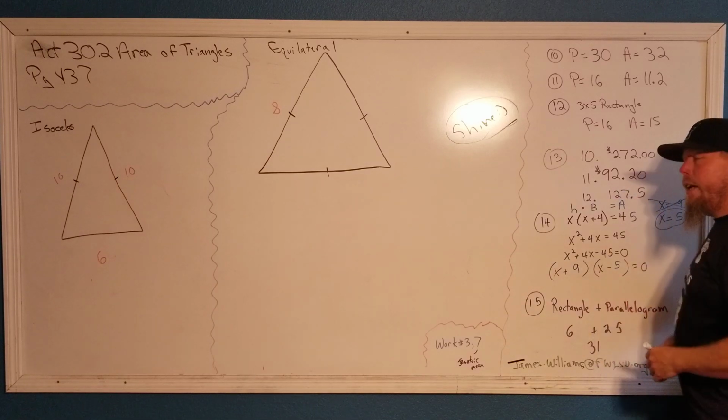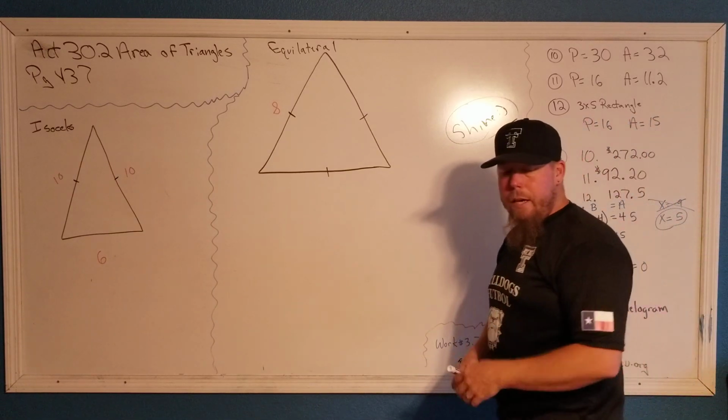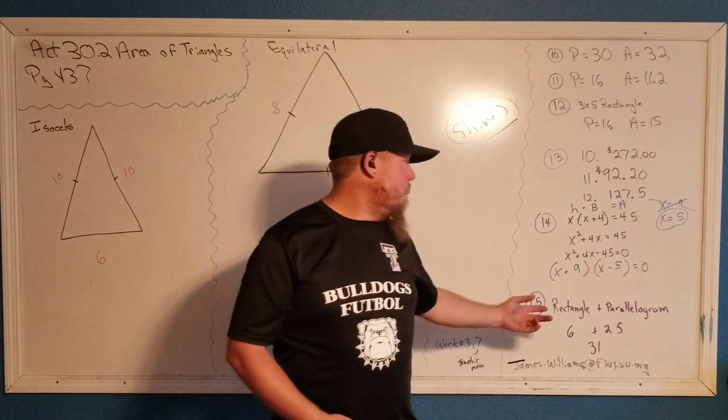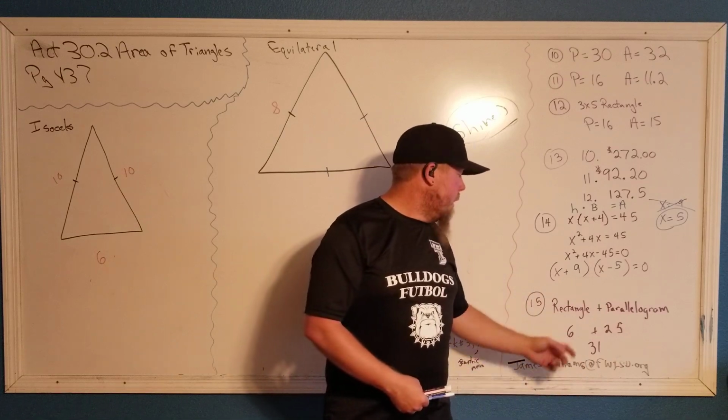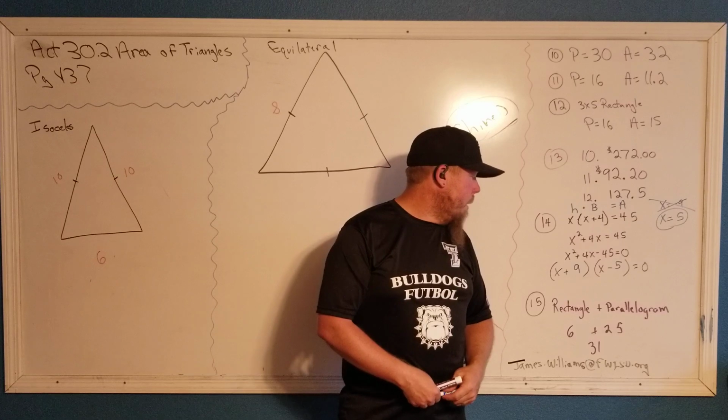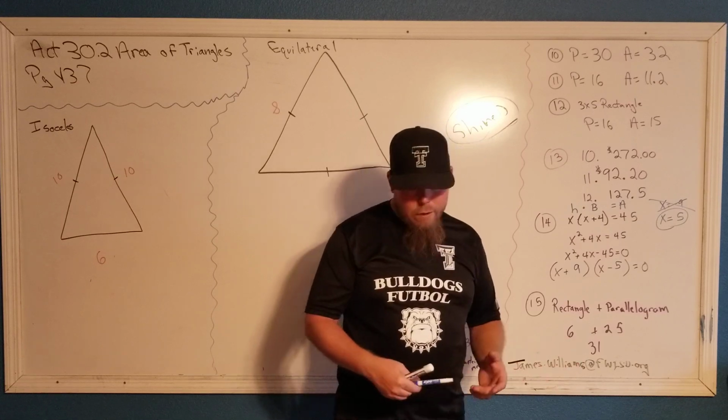And then number 15 asks you to approximate a drawing on a graph. I saw approximately a rectangle and a parallelogram. The rectangle's measurements gave me an area of 6. The parallelogram gave me an area of about 25. So 6 plus 25, I get 31.